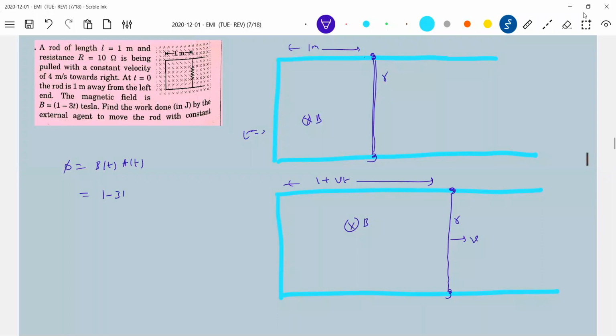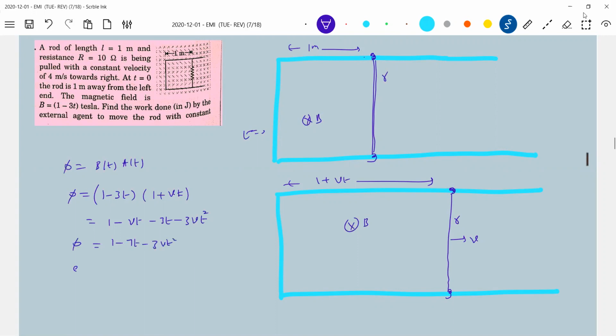B is 1 minus 3t. What about the area? 1 plus Vt. I want the EMF induced, so d phi by dt, but let me first simplify this. 1 plus Vt minus 3t minus 3Vt. V is how much? 4, no? Minus 3Vt square. So this will be minus 1 minus 7t.